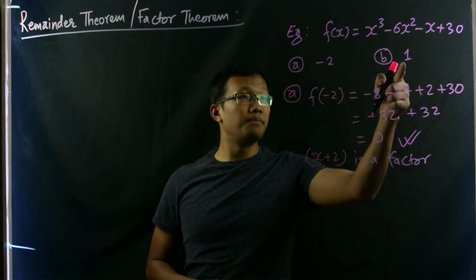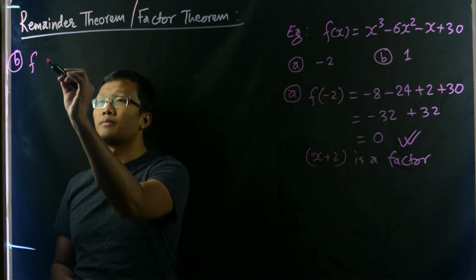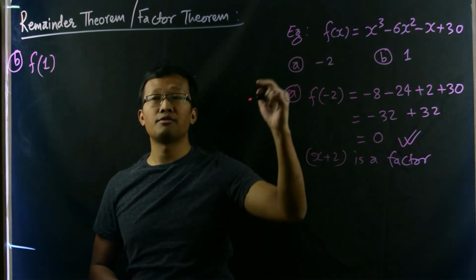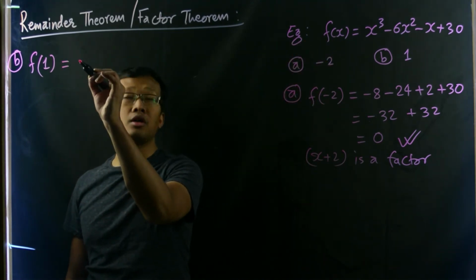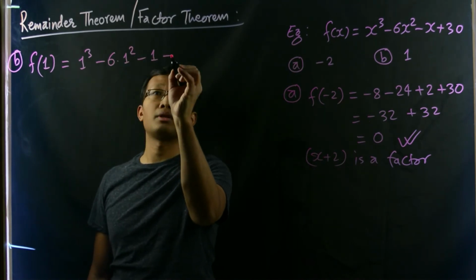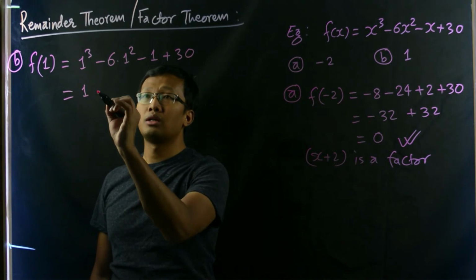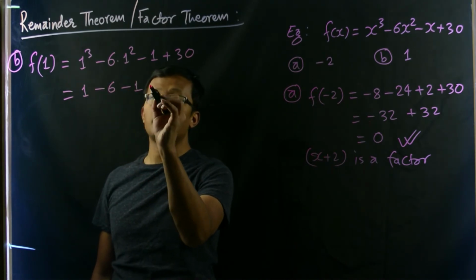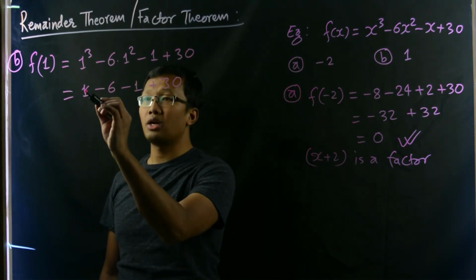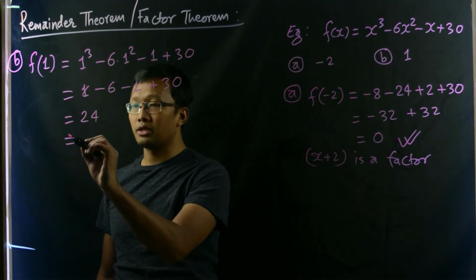Let's go for b equals 1. Okay, so let us plug in 1 in the given function. So f of 1 equals 1 cubed minus 6 times 1 squared minus 1 plus 30. Which is 1 minus 6 minus 1 plus 30. So that is 1 and 1 cancel out. 30 minus 6 is 24, which is not equal to 0.